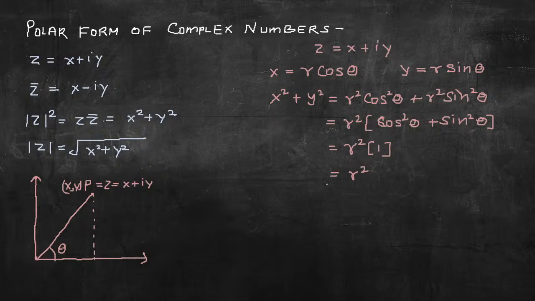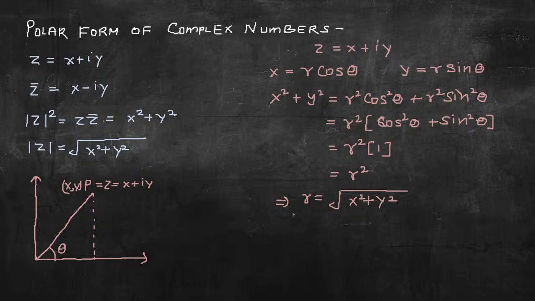Clear? And also I can say from this equation that x square plus y square is equal to r square. So r will be equal to the square root of x square plus y square. Am I right here? Clear?